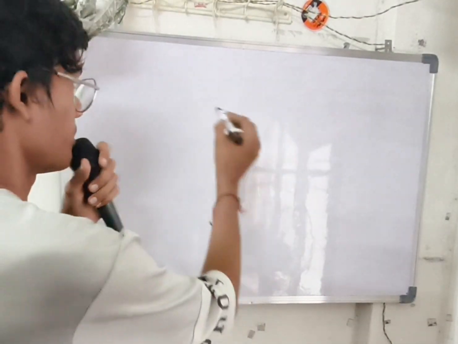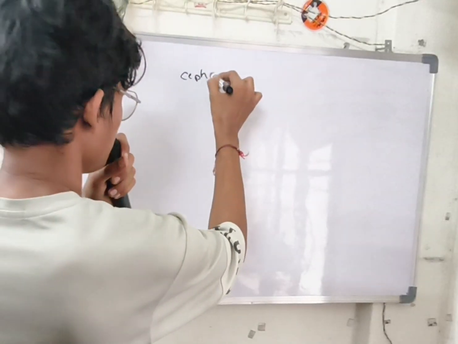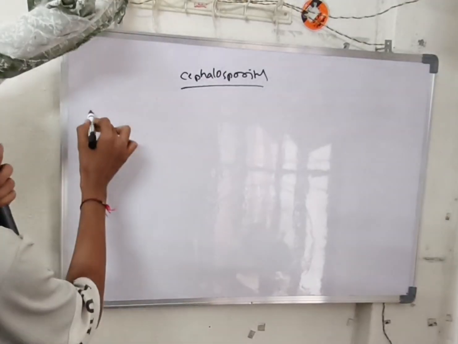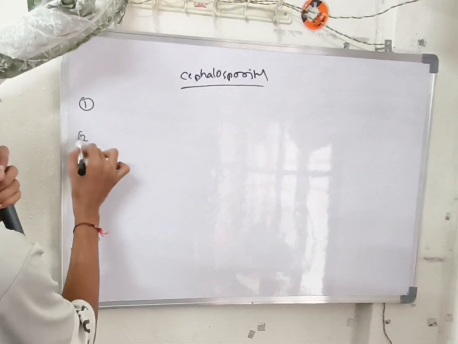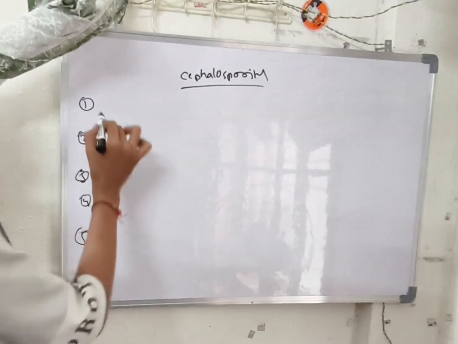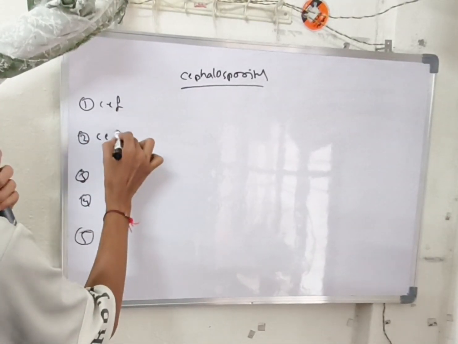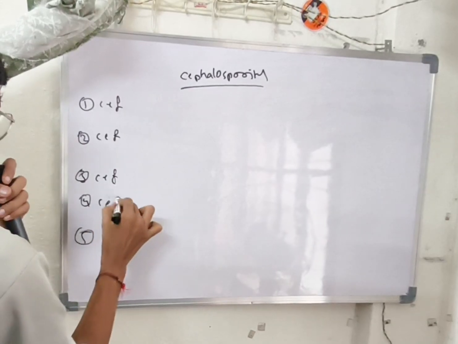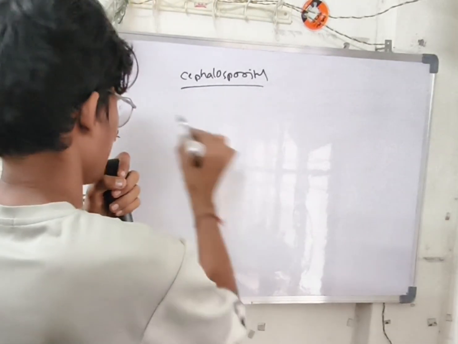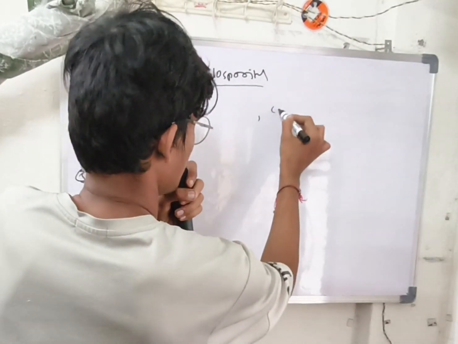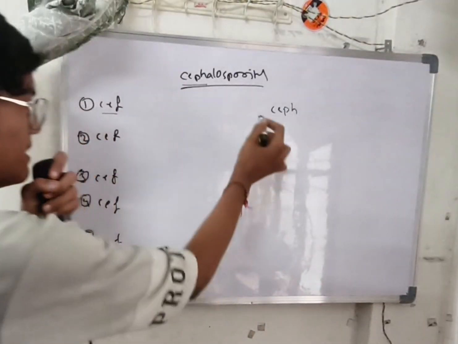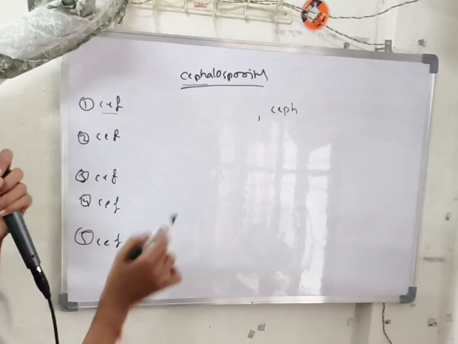Now we'll go with cephalosporins. In the cephalosporins just follow the code: write 1 2 3 4 and 5, and write ceph and ceph. In the first row also write cepha. This ceph is CEF. Okay, good.